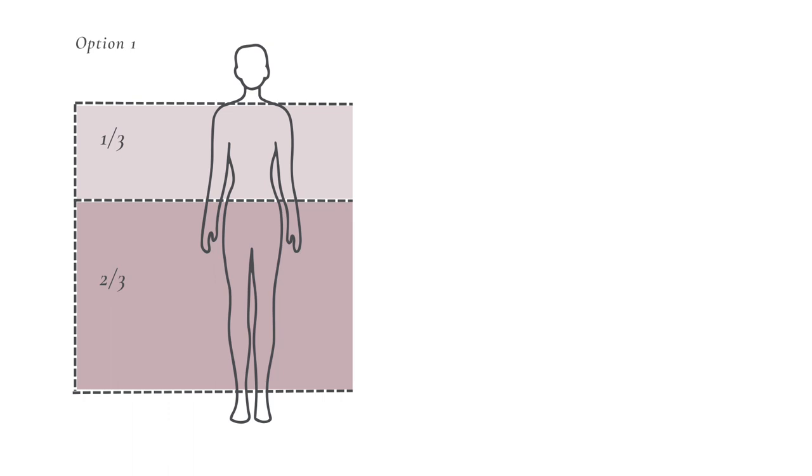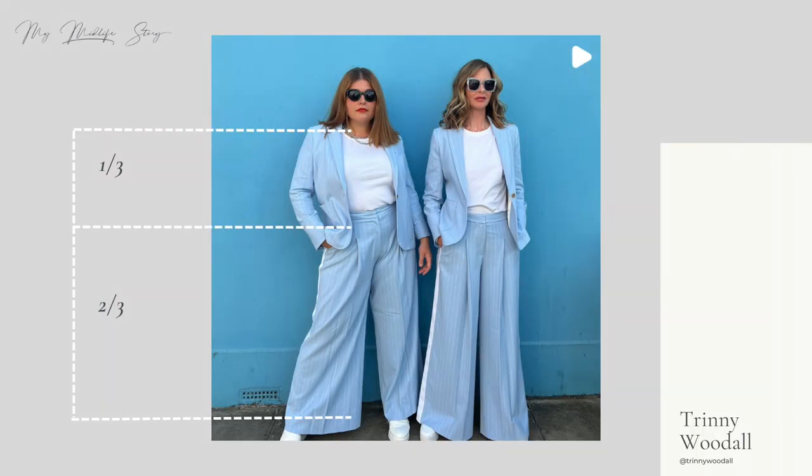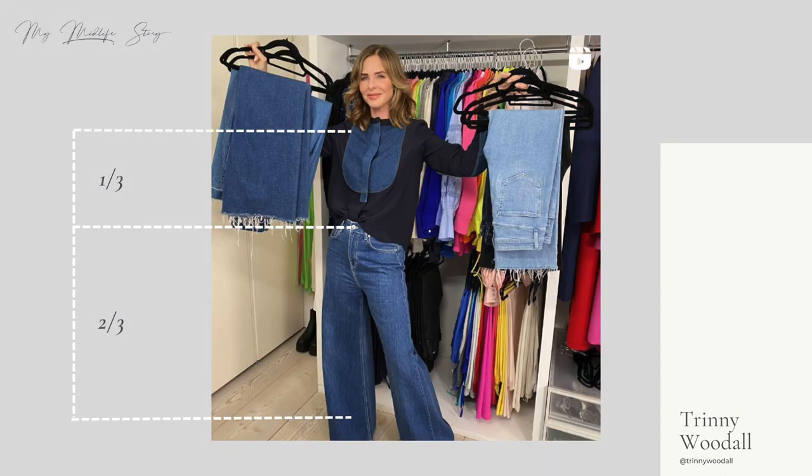So let's start off with Trini. Trini is wearing, with her colleague, a white t-shirt and blue trousers, and you can see the way that you've got one third at the top and two thirds at the bottom. Then she is wearing a shirt which she's tucked in.